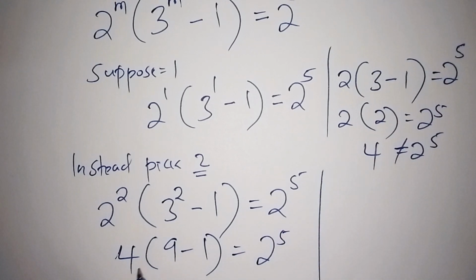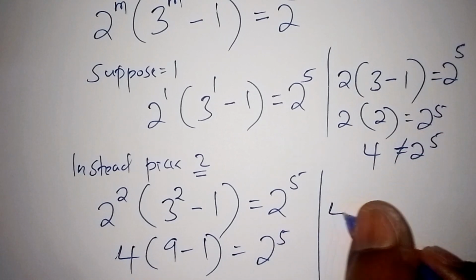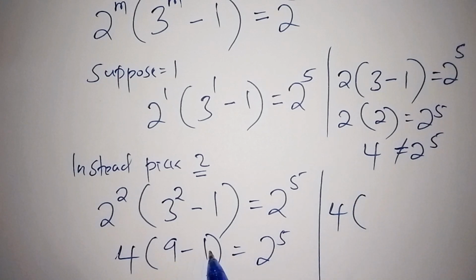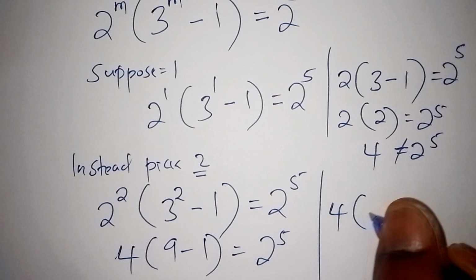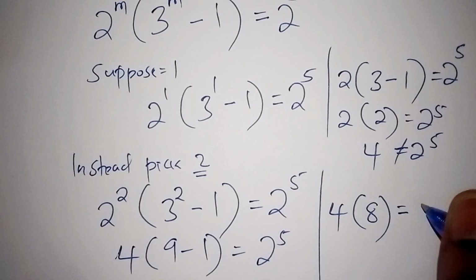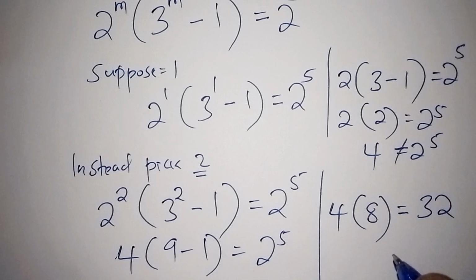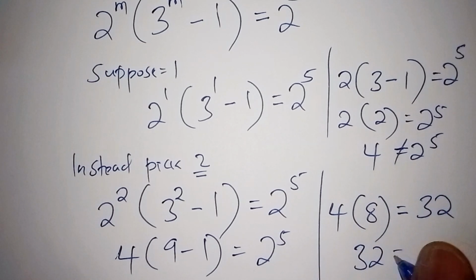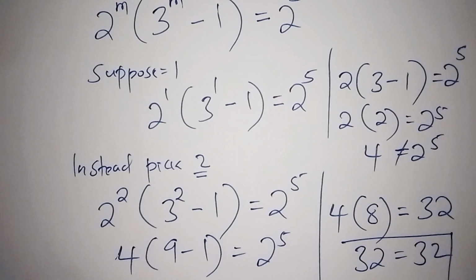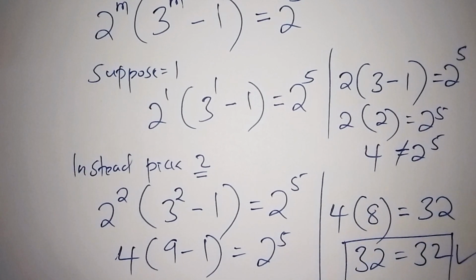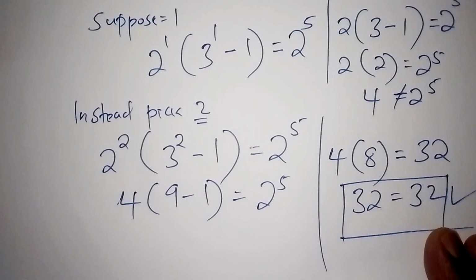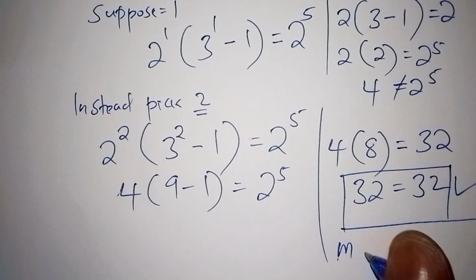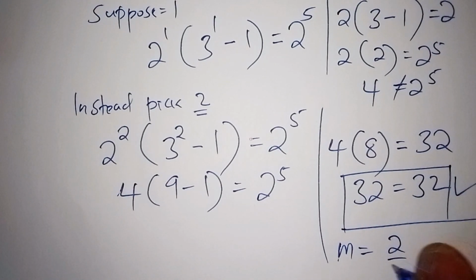When you work it out, 4 into 9 minus 1, which is 8, is equal to 2 to the power of 5, that is 32. So 4 multiplied by 8 is 32, which is equal to 32. This means we have tried it and it is correct: the value of m in this case is m equals 2.